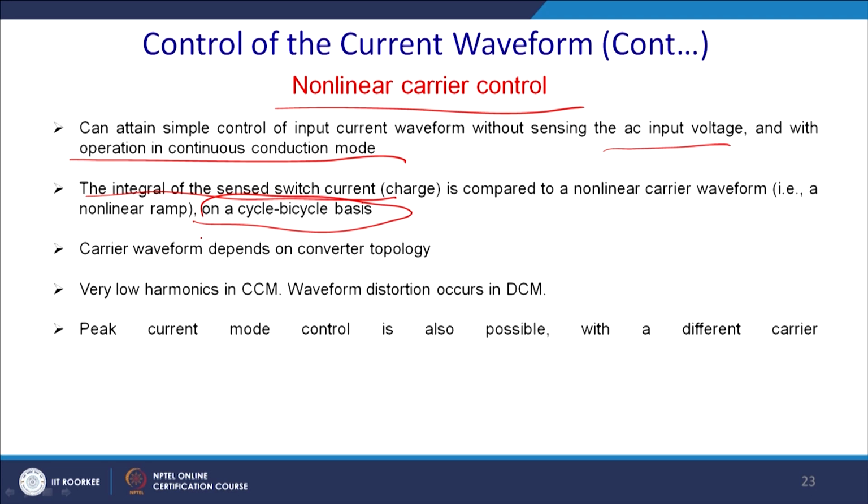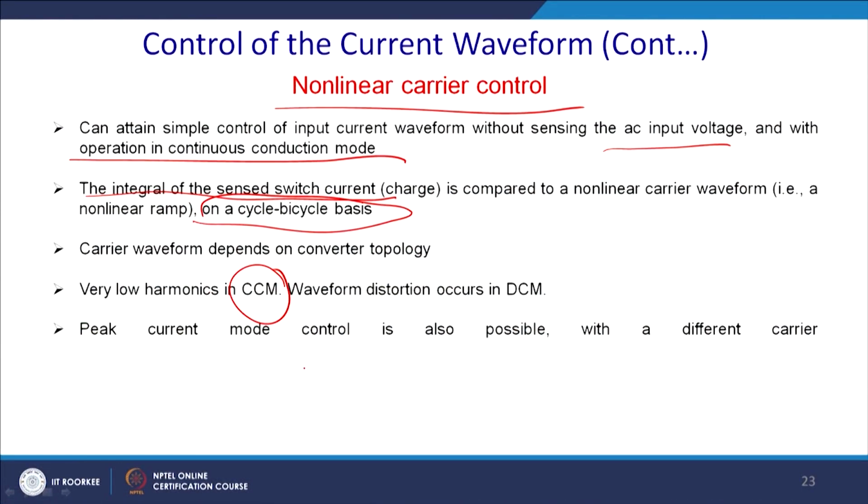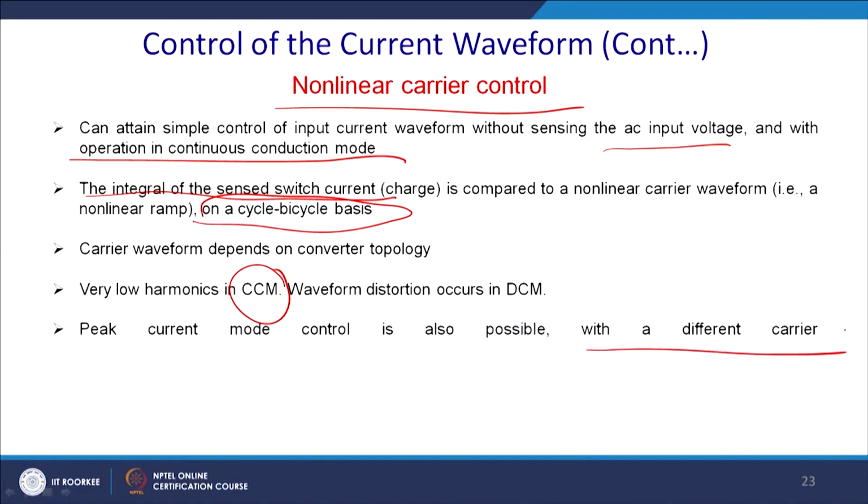The carrier waveform depends on the converter topology. So, if you have a boost topology, it will be something else, and if it is a buck topology, it will be something else. Very low harmonic in continuous conduction mode, but the waveform gets distorted in case of DCM. So, it is very sensitive to the load. If the load changes and your transistor goes from DCM to CCM, then you will find that THD is not acceptable to you. Peak current mode control is also possible with different carrier.